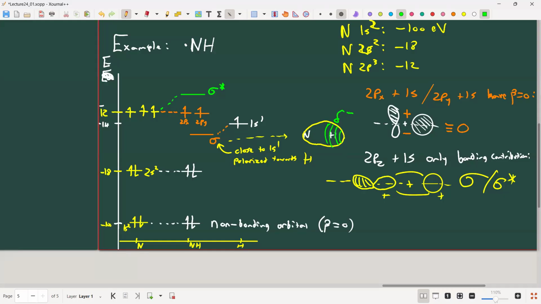because the electrons are sitting closer to the hydrogen. Now, what does the antibonding combination look like? Well, that's going to look more like nitrogen. So the antibonding combination will have a bigger lobe on the nitrogen and a smaller negative lobe. I'm sorry, I need it to be on the other side, on the hydrogen. And so this is polarized towards N.